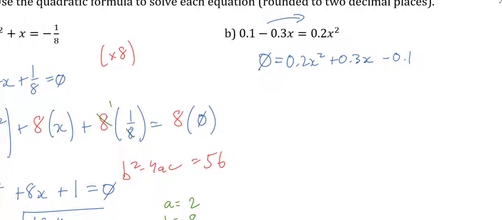Do you remember how we clear the decimals? In this case, we would multiply by 10. If you had 2 decimal places, you'd have to multiply by 100 or maybe 1,000. But since we only have 1 decimal place everywhere, multiplying by 10 will fix everything. And multiplying 10 by 0 is just 0. And then I get 2x squared plus 3x minus 1. I want you to try b squared minus 4ac. Try it on your calculator, see what you get.